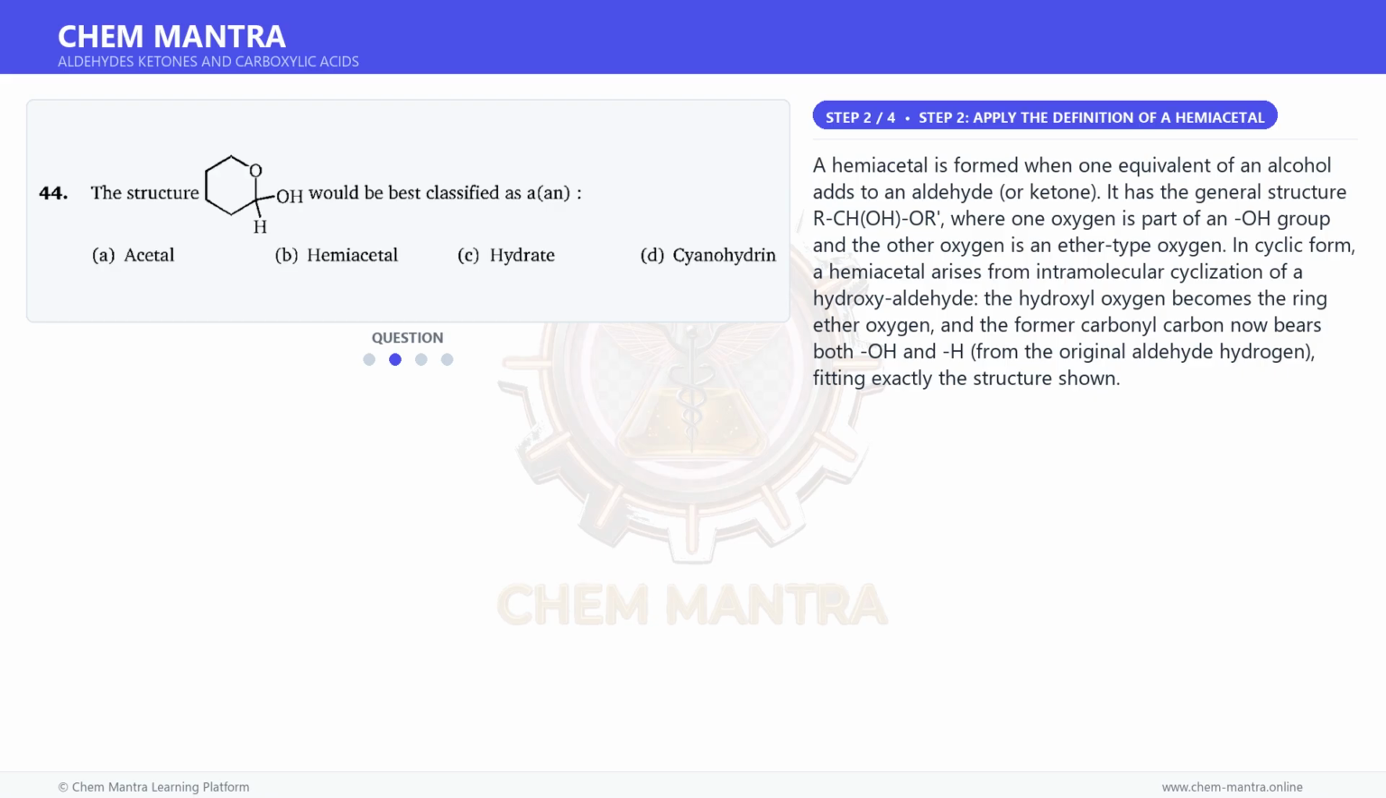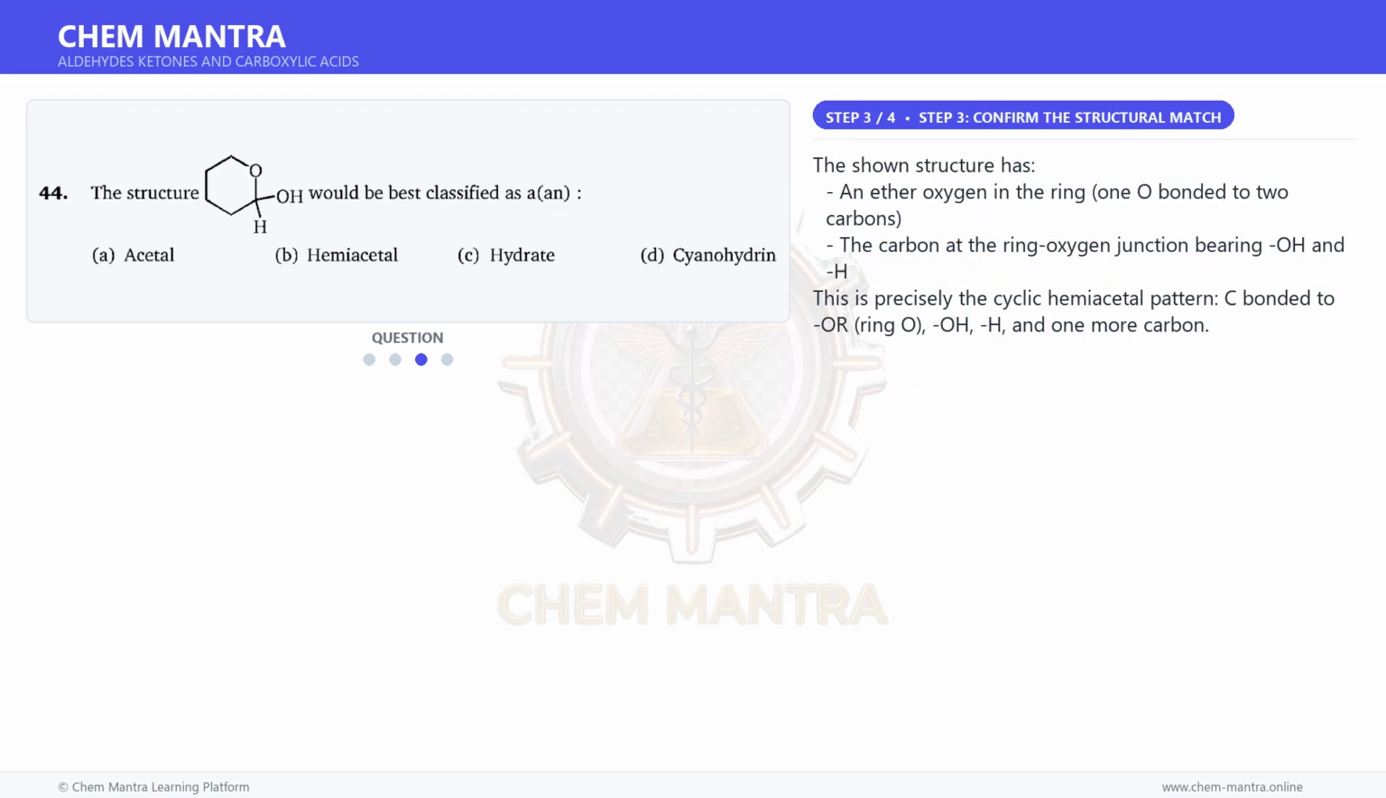In cyclic form, a hemiacetal arises from intramolecular cyclization of a hydroxyaldehyde. The hydroxyl oxygen becomes the ring ether oxygen, and the former carbonyl carbon now bears both O and H from the original aldehyde hydrogen, fitting exactly the structure shown. Moving on to the next step.